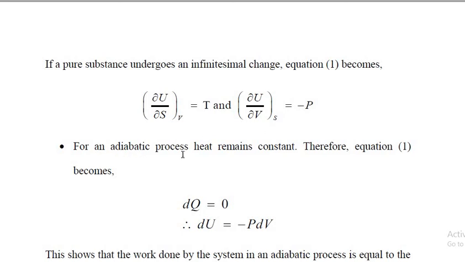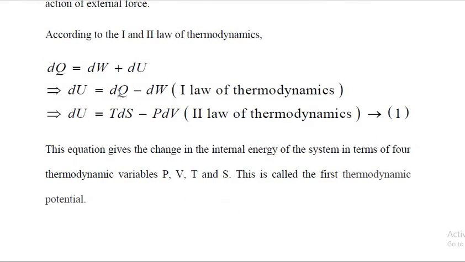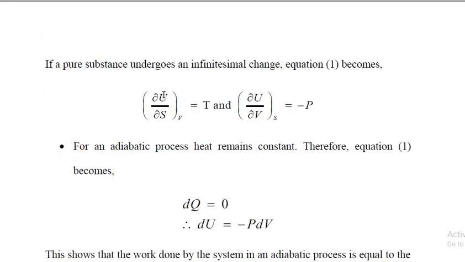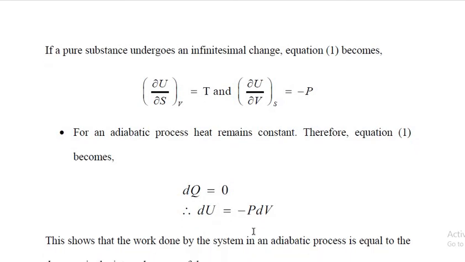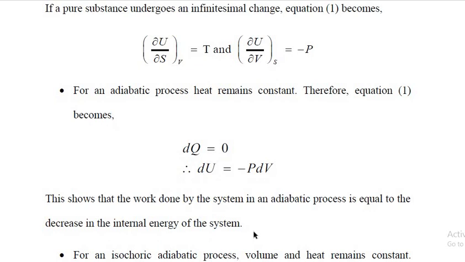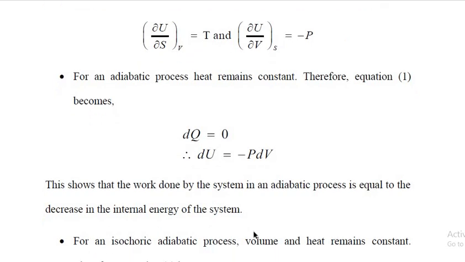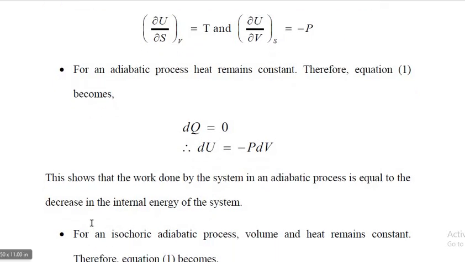Now for an adiabatic process, heat remains constant. Therefore equation 1 becomes dQ is equal to 0. So if you see here, dQ is equal to 0, therefore dU is equal to minus dW or minus PdV. Okay, dU is equal to minus PdV. This shows that the work done by the system in an adiabatic process is equal to the decrease in the internal energy of the system.